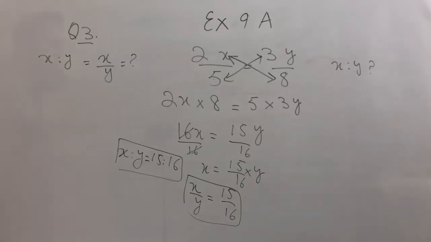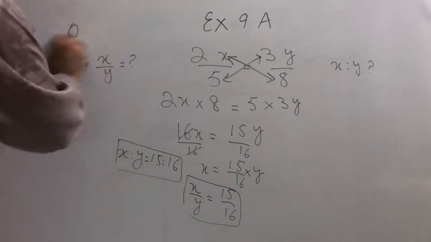So I'll recap this question. It was given that 2x over 5 is equal to 3y over 8. The requirement was to find x ratio y. We simply cross multiplied. 2x was multiplied with 8, equal to 3y multiplied with 5. So we got 2x into 8, 16x, is equal to 5 into 3, 15y. Then we divided both sides by 16, so x is equal to 15 over 16 y. Then we took y to the other side, and it became x over y is equal to 15 over 16. This is the answer. So x over y and x ratio y are the same, 15 over 16 and 15 ratio 16. Both are the same.